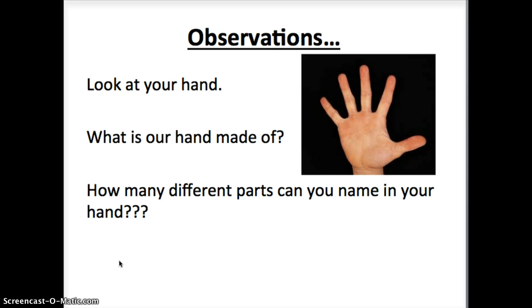So, let's first look at our hand. Do you know what our hands are made out of? Of course, you'll probably say they're made out of bones and skin and muscles and cells, blood, nerves. All of these things work together to make our hands move and function in the way that they do. Many different parts work together to help our bodies function.